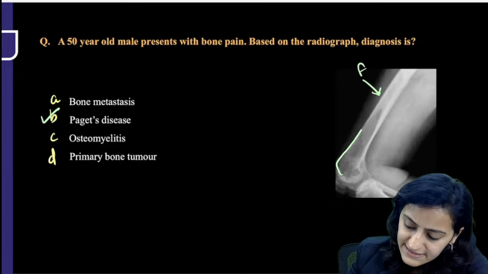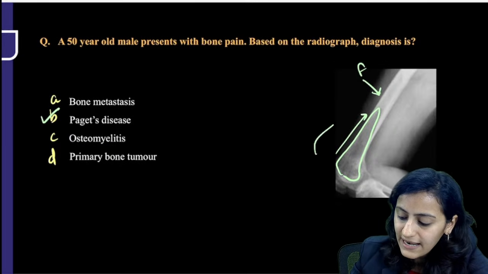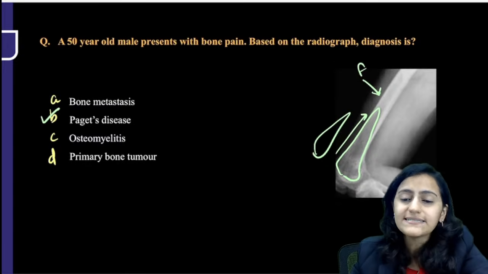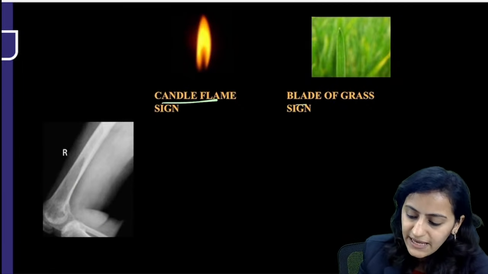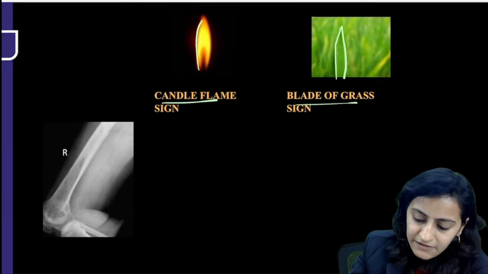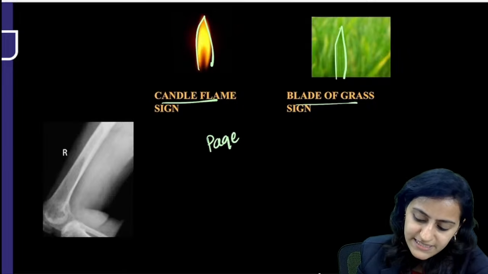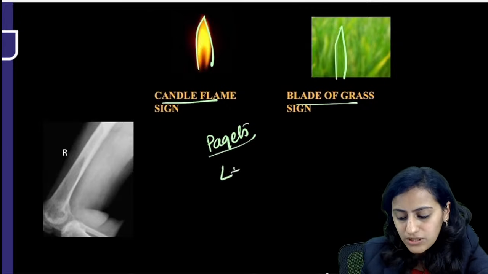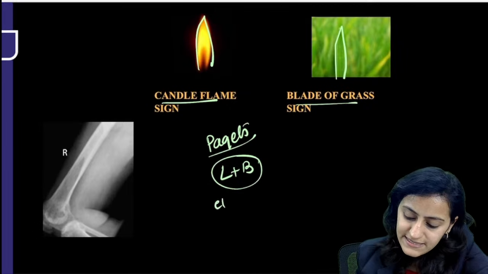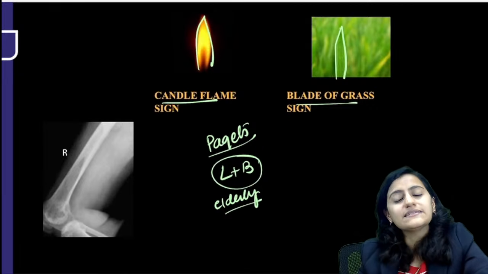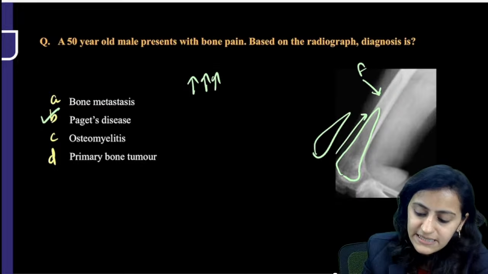In the femur, we are seeing this lytic lesion, which is going towards the diaphysis like a blade of grass or the candle flame sign, right? So when we have the sign like this, lytic lesion, this is Paget's disease. Remember, Paget's is both lytic and blastic. It has both features. It presents in the elderly patient, right?